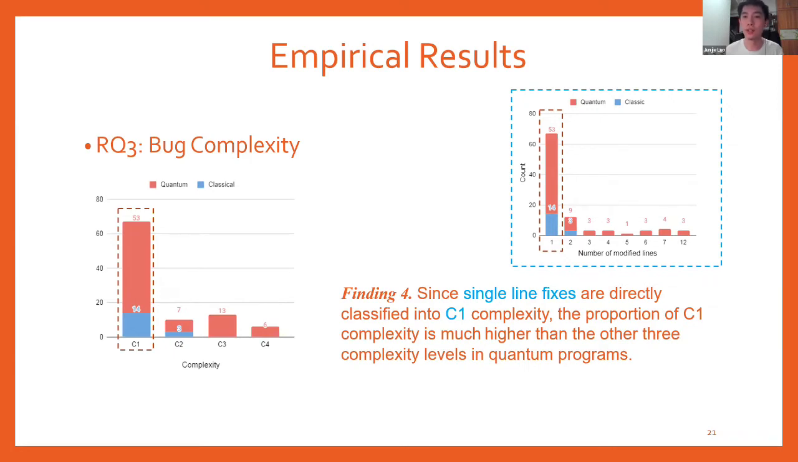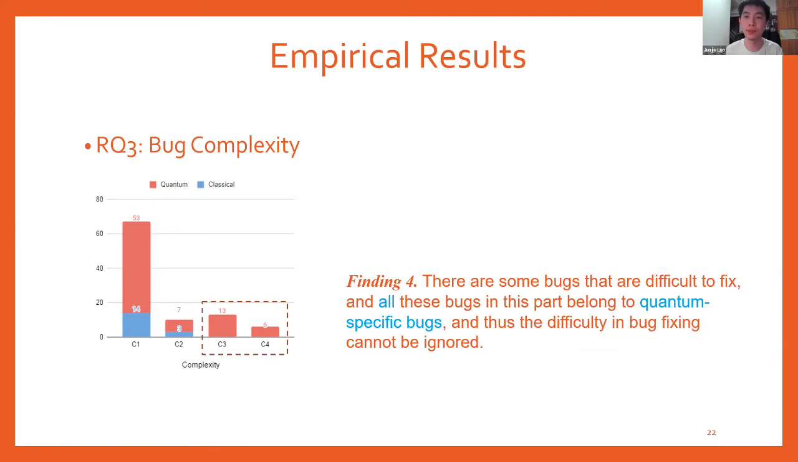Since single-line fixes are directly classified into C1 complexity, the proportion of C1 complexity is much higher than the other 3 complexity levels in quantum programs. This reflects that the complexity of bugs in current quantum programs is generally low, but there are still some bugs that are difficult to fix. And all the bugs in this part belong to quantum-specific bugs, and thus the difficulty in bug fixing cannot be ignored.